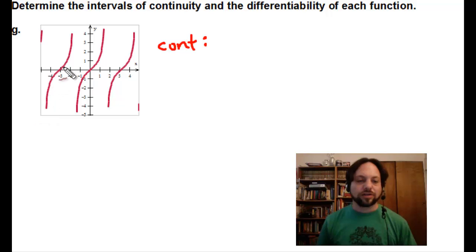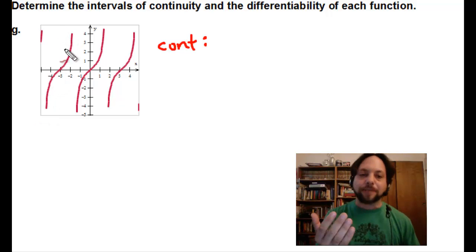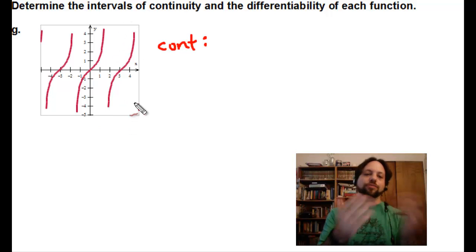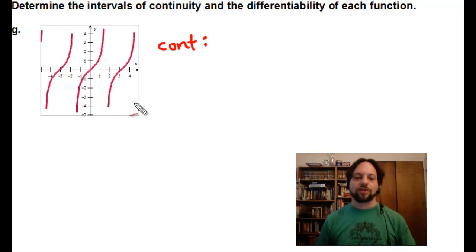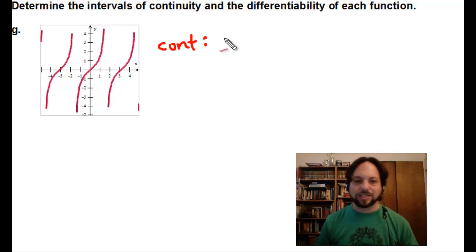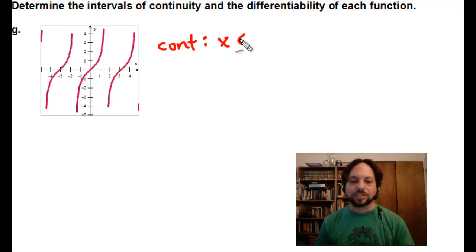And if you look clearly, it is continuous except where there appears to be these vertical asymptotes. And of course from pre-calculus, you do know about the vertical asymptotes. They occur at pi over 2, 3 pi over 2, 5 pi over 2, all of those odd pi's over 2. So what we can say is that this function is in fact continuous for all x's except where x is equal to pi over 2, 3 pi over 2, 5 pi over 2.